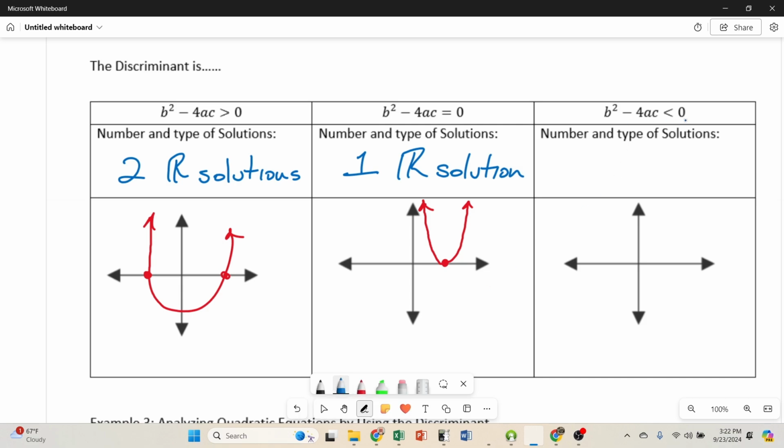Now, if it's less than 0 or negative, it has 0 solutions. Now, does this mean there's no parabola? No, it just means that the parabola does not touch the x-axis. It could look like this too. It could be down here. Those aren't touching the x-axis. They don't have any solutions.